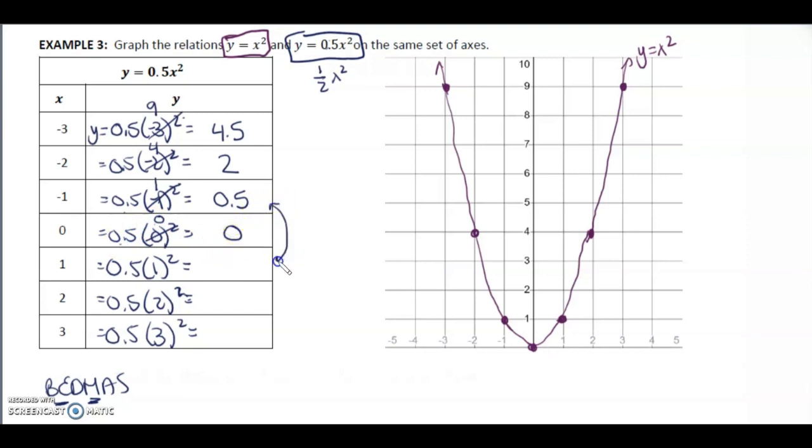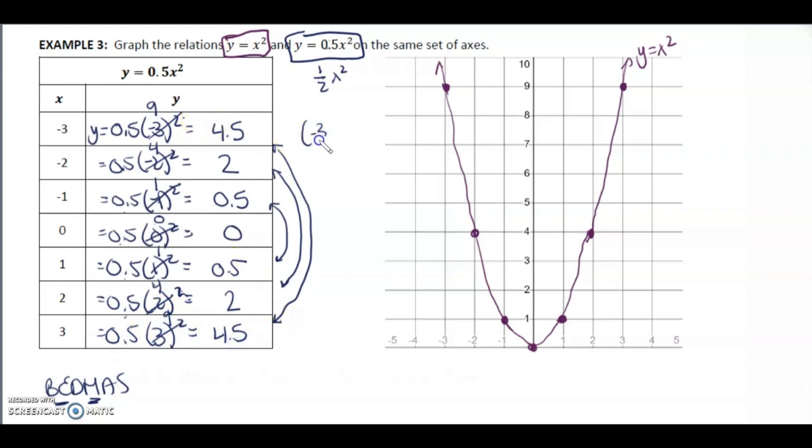And now, because we've centered the vertex, these numbers are going to be symmetric. 1 squared is 1, half of 1 is half. 2 squared is 4, half of 4 is 2. 3 squared is 9, half of 9 is 4.5.